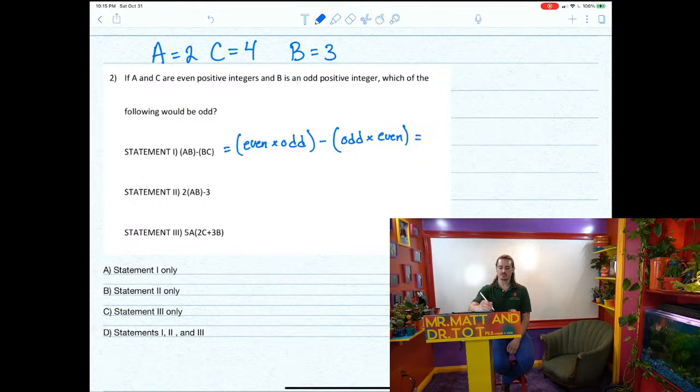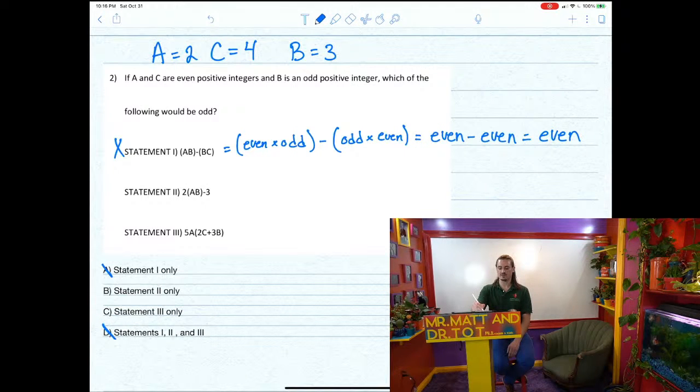If statement 1 is false, then we know that answer selection A and answer selection D cannot be true. So we can eliminate A and D. Statement 2, 2 times the quantity AB minus quantity minus 3. So it doesn't matter that they're inserting actual numbers here. Just evaluate the numbers in terms of their corresponding characteristic.